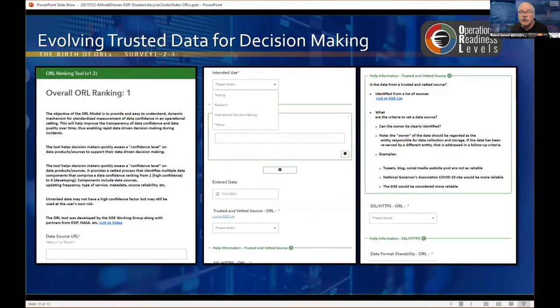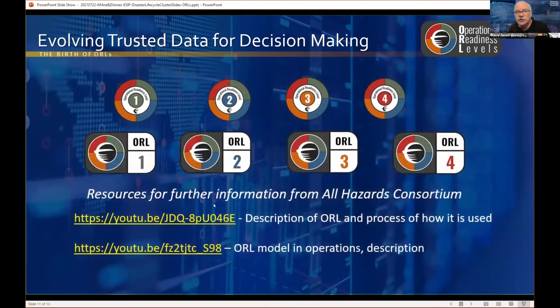There's a link, and I can put that in the chat before this session is over, because we would love your input. We provided this to the data quality cluster within ESIP when Karen and I presented before, and we wanted to get input on what are we missing from a data quality perspective that an operational decision maker can use. So these are just 3 pages of a long form that you fill out to start answering questions to get your data ranked. And there's resources in this PowerPoint here where we have video descriptions of what ORLs are, the process of how they're used, the ORL model and operations, and what a description is.